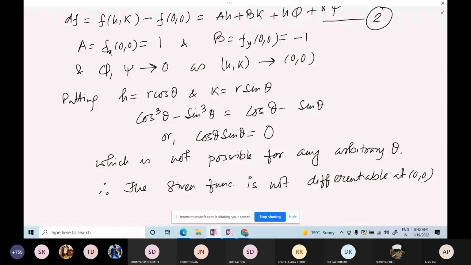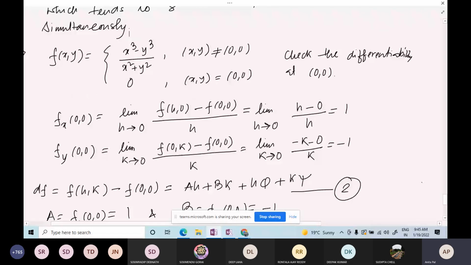Ma'am, please explain the last part. How can I get cos cube theta minus sin cube theta equals cos theta minus sin theta? Put in the function. What is the function? x cube minus y cube divided by x square plus y square. Put it in and simplify, you'll get this.